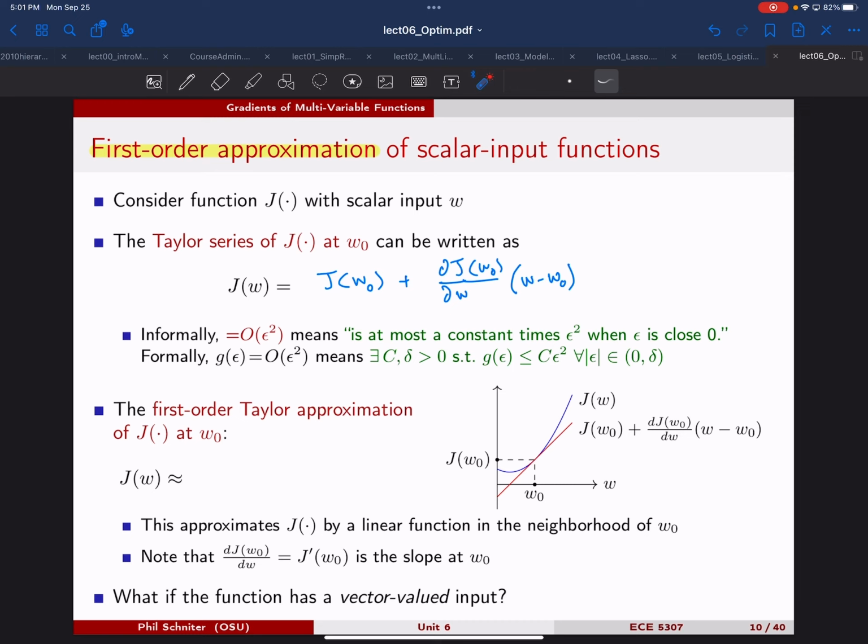Okay, but I don't have time to write all those infinite terms, so we're going to collect them all into just one term, one sort of notation, and we are going to call this big O, and then we're going to write the deviation W minus the reference W naught squared.